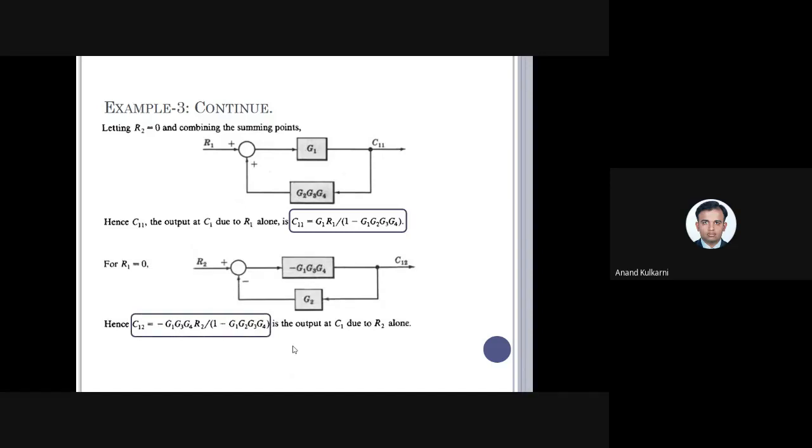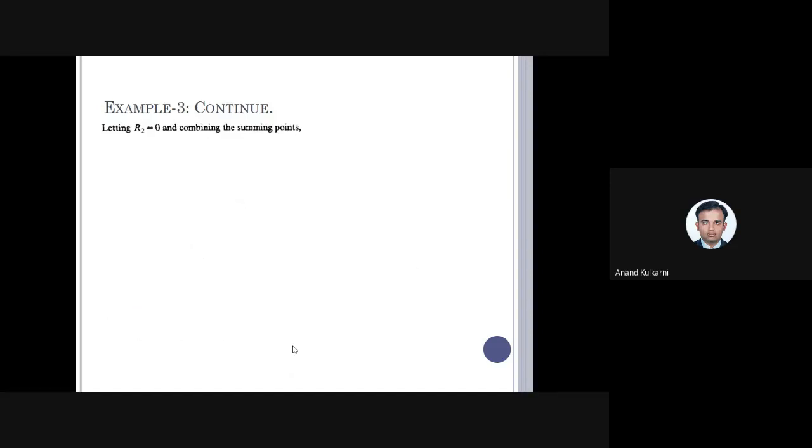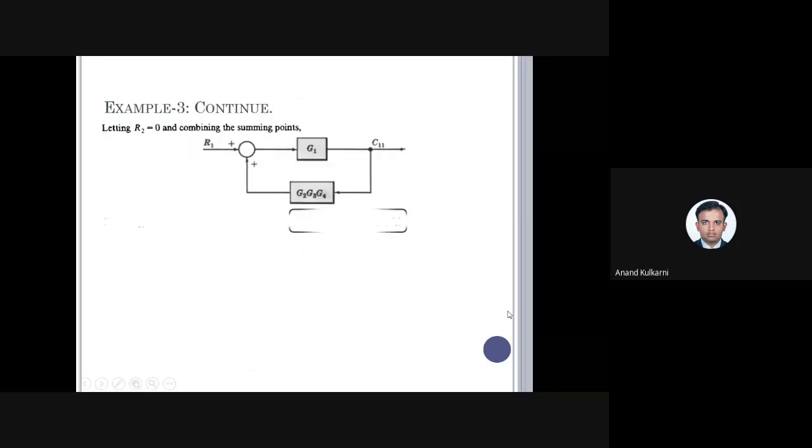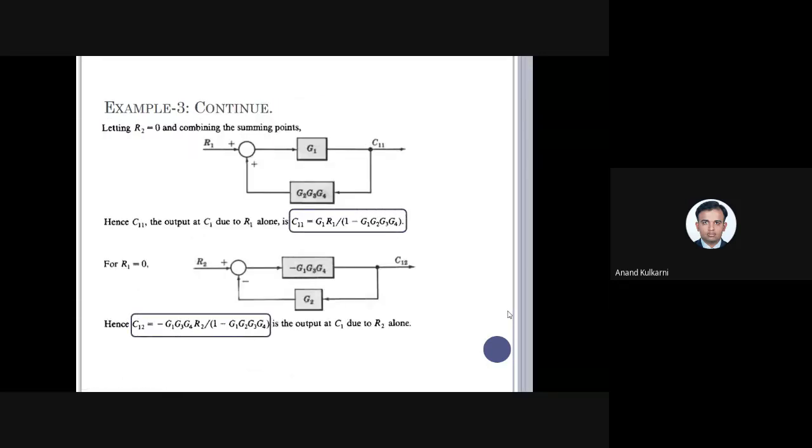Similarly, if R is made 0, if R1 is made 0, again we have this simplified part. We have this. So what we are going to get, minus G1 G2 minus G1 G3 G4 divided by 1 plus, sorry, it should be 1 plus here. It should be 1 plus G1 G2 G3 G4.